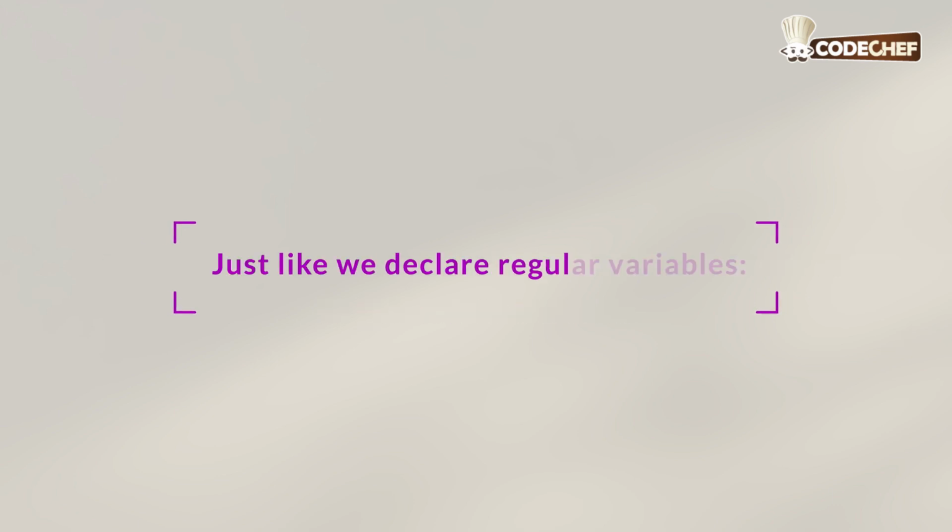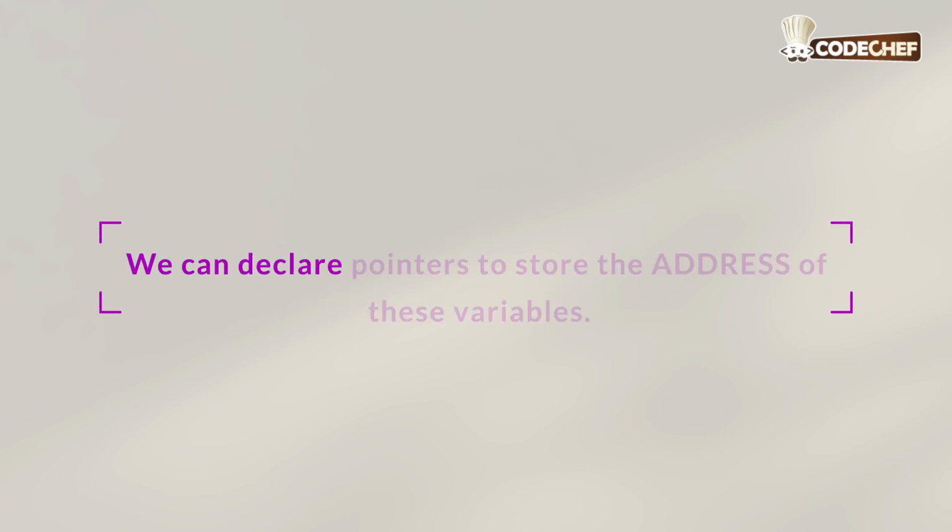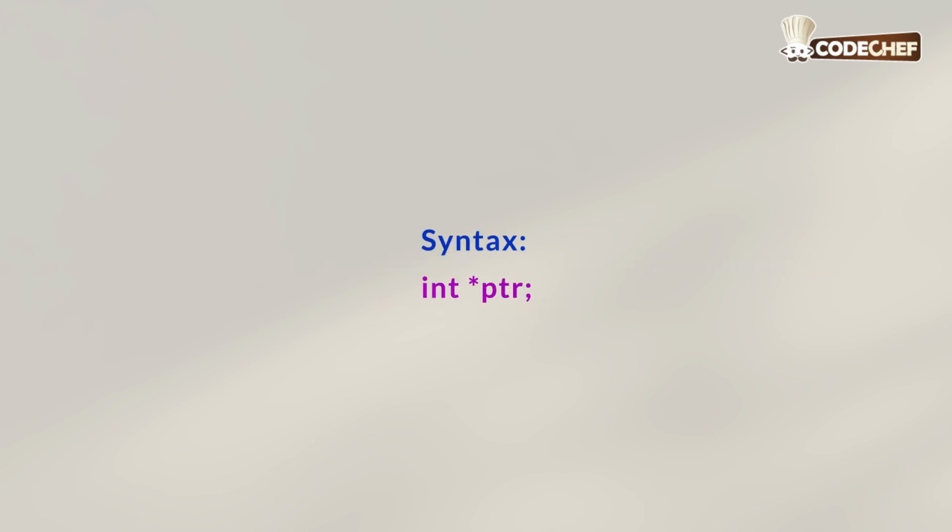Just like we declare regular variables, int x is used to store an integer and char c to store a character. We can declare pointers to store the address of these variables. The syntax is int asterisk pointer. Now here the int tells the pointer will point to an integer variable. The asterisk is crucial. It says this is a pointer, not a regular variable. Now this part, pointer, is just the name we choose for our pointer.